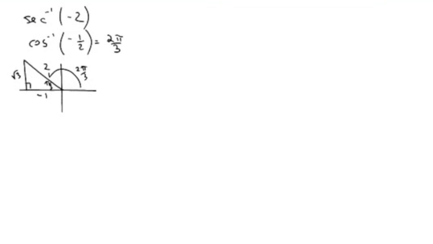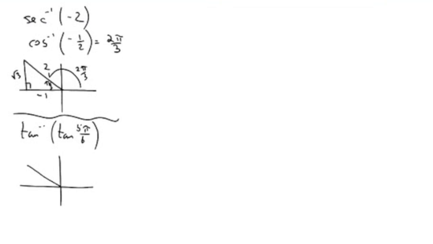All right, make it a little harder. How about tan inverse of the tangent of 5 pi over 6. The angle has to be in the first or the fourth quadrant. So positive. But this is 5 pi over 6, which is in the second quadrant if you draw your picture. That's a problem, because tan inverse does not work in the second quadrant.